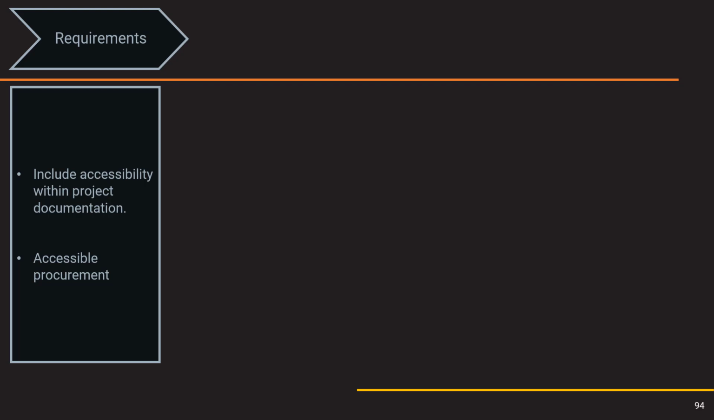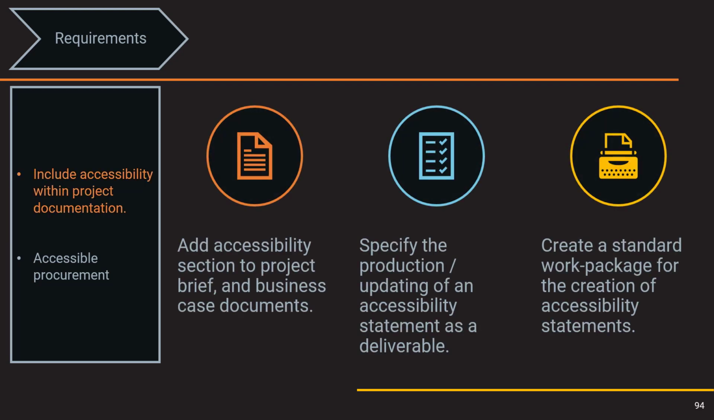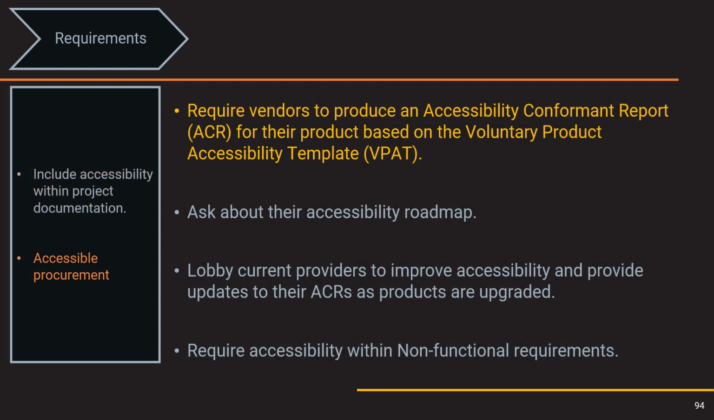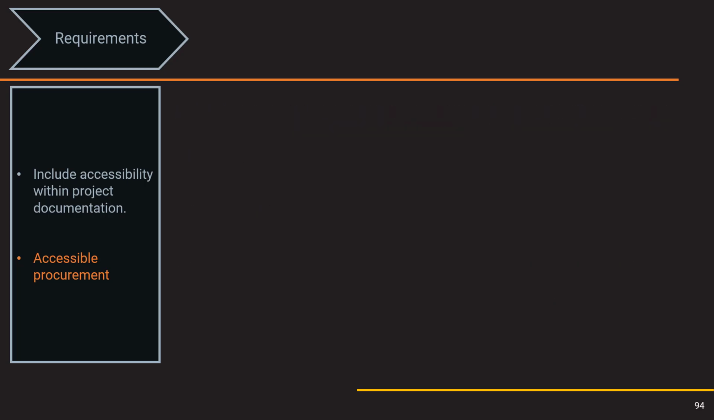Thinking about requirements, we can add accessibility within project documentation, for example, requiring creation of accessibility statements, and we could include accessibility within the definition of done. And on the support site, we've shared a role-based example of this. On screen, our example is for a content creator and a developer. For commercial solutions, we can require an accessibility conformance report, an accessibility roadmap. We can lobby our vendors to prioritize accessibility and include accessibility within non-functional requirements.